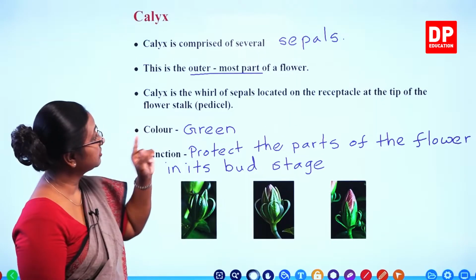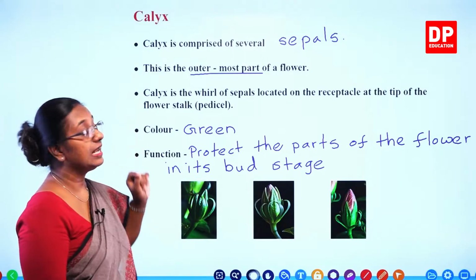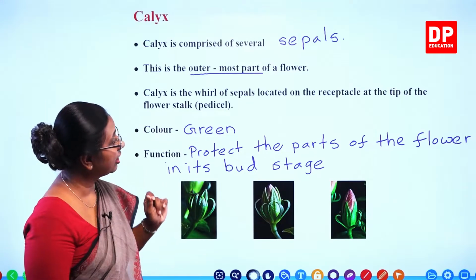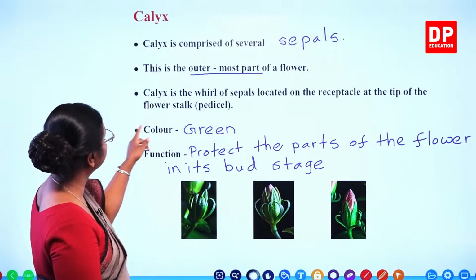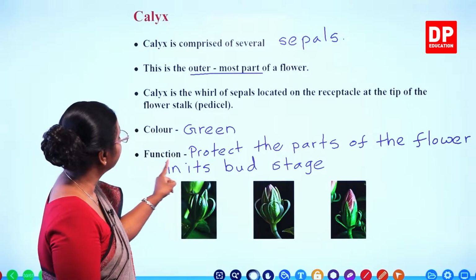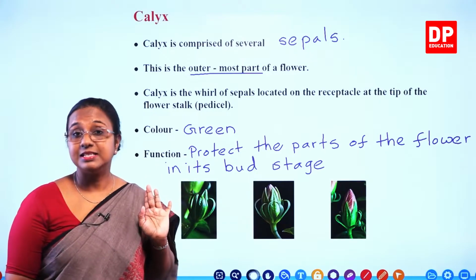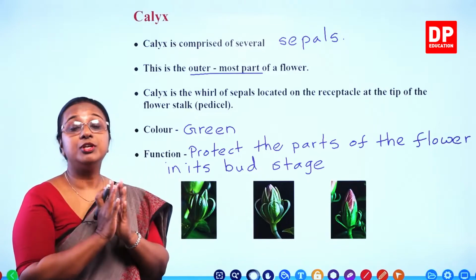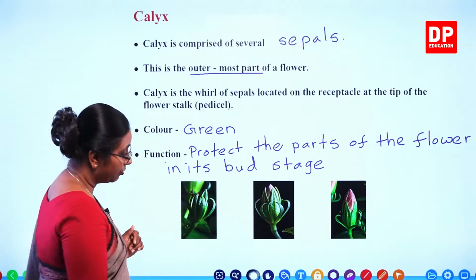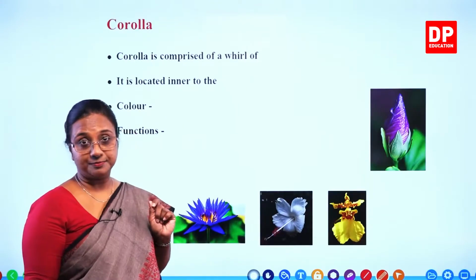Calyx is comprised of several sepals. It is the outermost part of a flower, and calyx is the whorl of sepals located on the receptacle at the tip of the flower stalk, that is the pedicel, and color is green, and the function is to protect the parts of the flower in its bud stage. So that is the outermost layer. Then we will move on to the next one, the next layer, that is corolla.